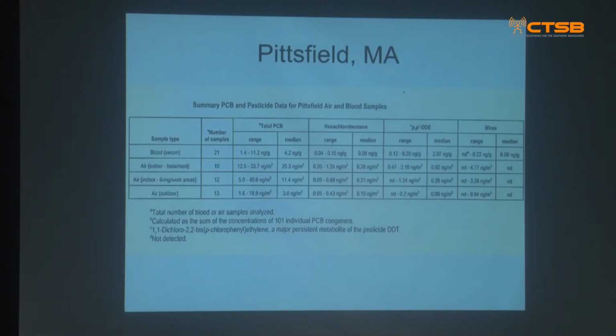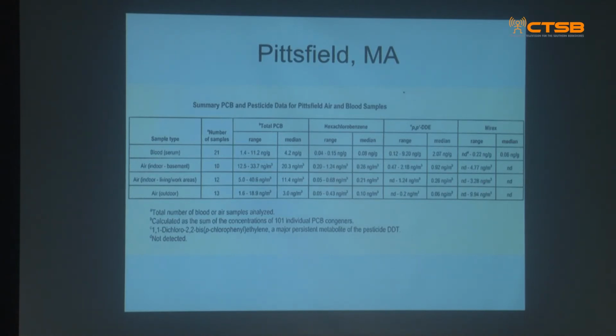Okay, the average blood level was 4.2 nanograms per gram. Now, I haven't talked about what background levels are. At this point in time, the Agency for Toxic Substances and Disease Registry said the average background was between 0.9 ppb in women and 1.5 in men. So clearly, these people have elevated PCB levels.